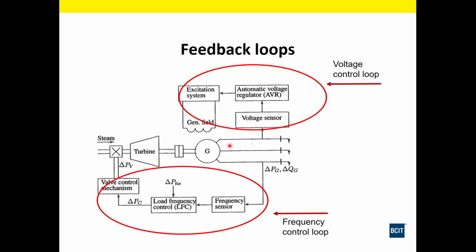And then the opposite is true. If the voltage sensor senses too high a voltage, the AVR is going to say, okay, throttle back. It'll tell the excitation system to reduce our current through our field coils, and then it's going to reduce the amount of flux density that is rotating through the windings here, and it's going to reduce our voltage.